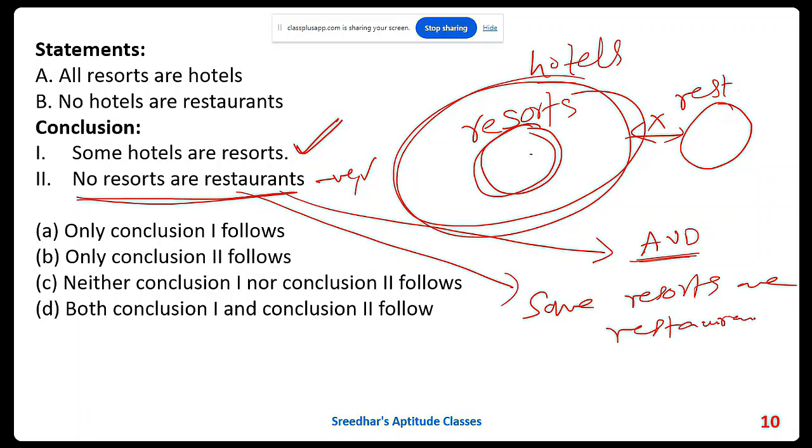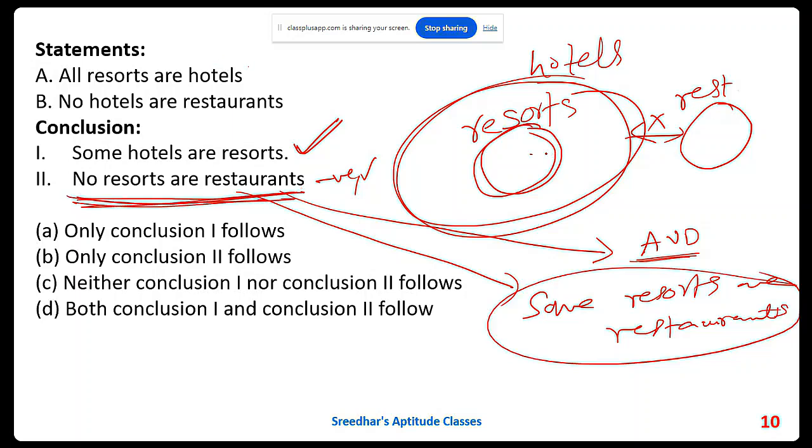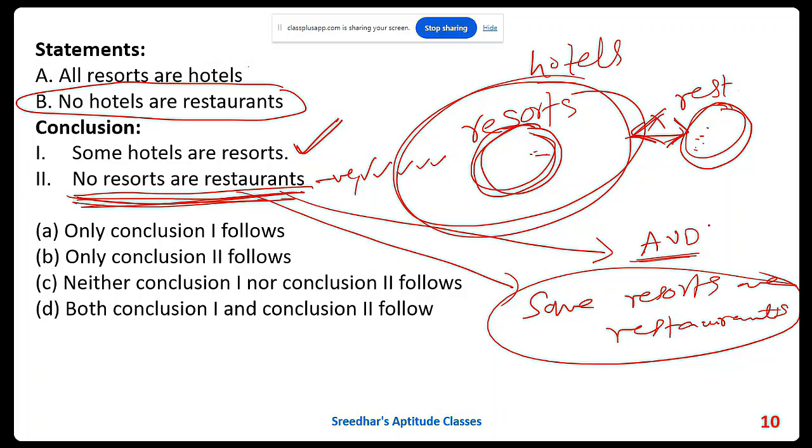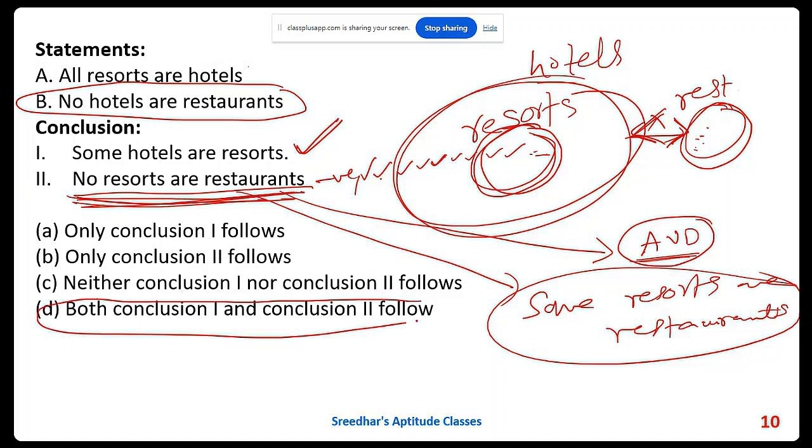So if I can prove some resorts are restaurants without disturbing the statements, then this becomes false. But can I prove some resorts are restaurants? No, because if I have to intersect resorts and restaurants, then restaurants will get intersected with hotels also. But in the second statement, he said hotels and restaurants should not get intersected. So without hotels and restaurants intersecting, I am unable to intersect resorts and restaurants. That means I am unable to prove this negative conclusion false. I am not finding an alternate Venn diagram to prove this false. So therefore, the second one is also always true. So therefore, the answer is both 1 and 2 follow.